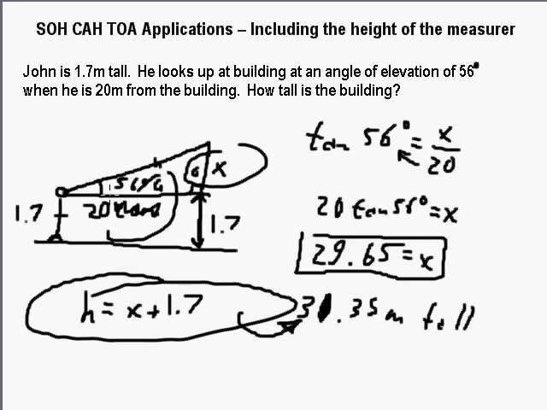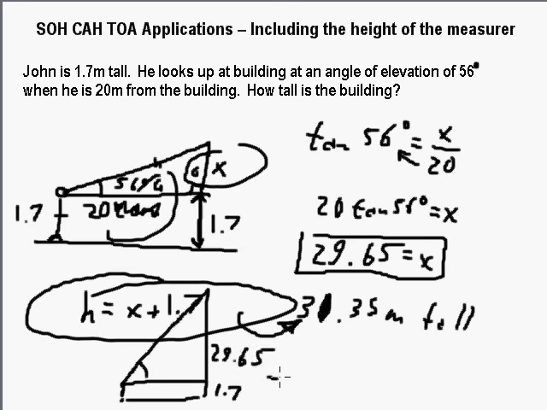So this is what you have to do when the measurer is not negligible. You just solve the triangle like normal, and then you just add on that 1.7. So it might have looked a little bit more like this. There's the little person, and there's the horizontal line, and there's the actual triangle. That looks a little bit more realistic. So this was the 1.7, and this ended up being 29.65, and you add those two together to get that.